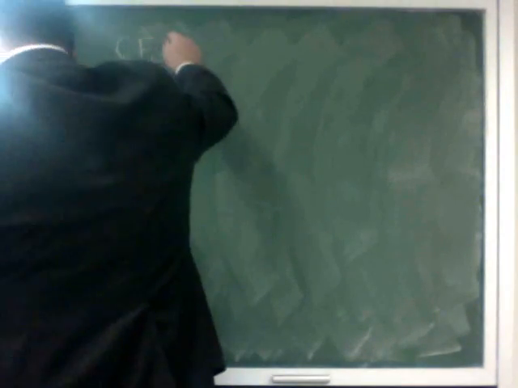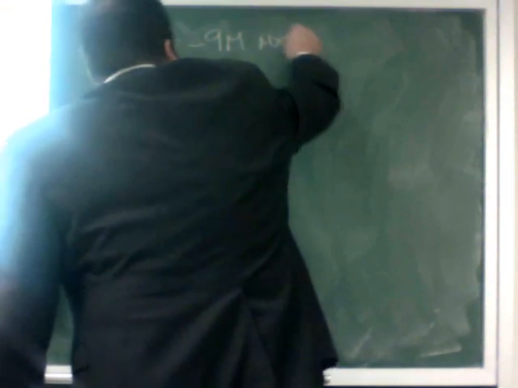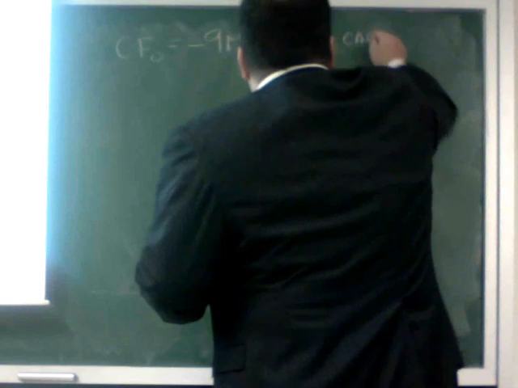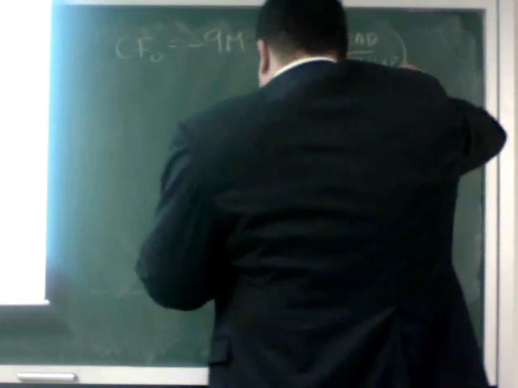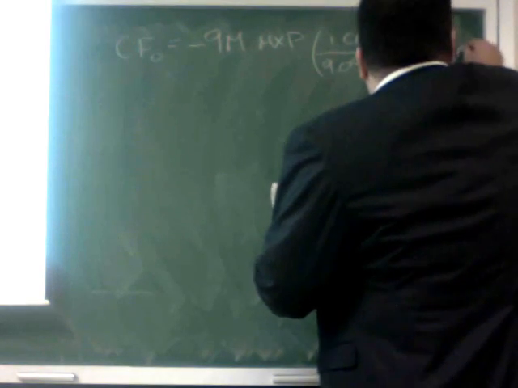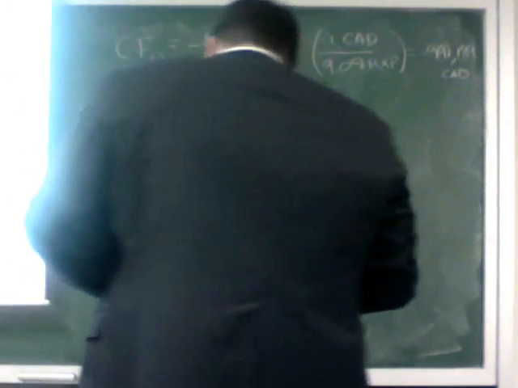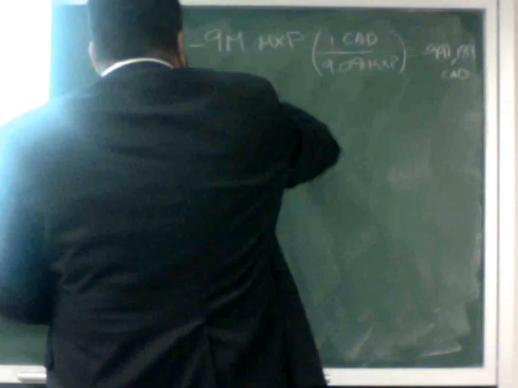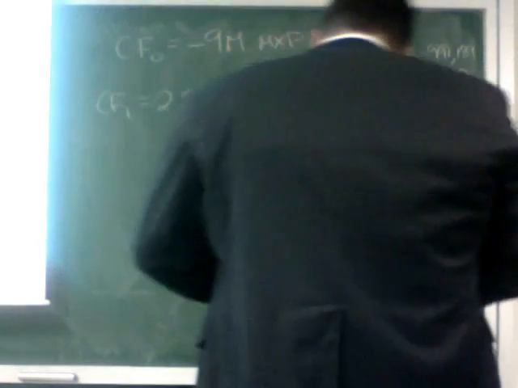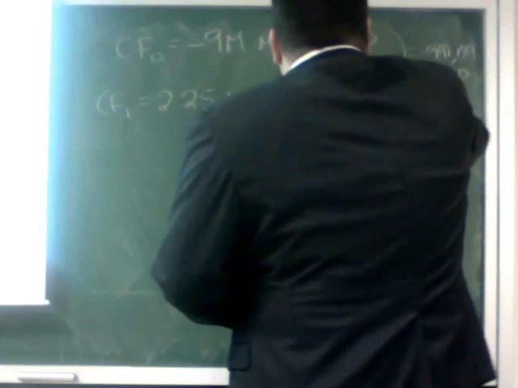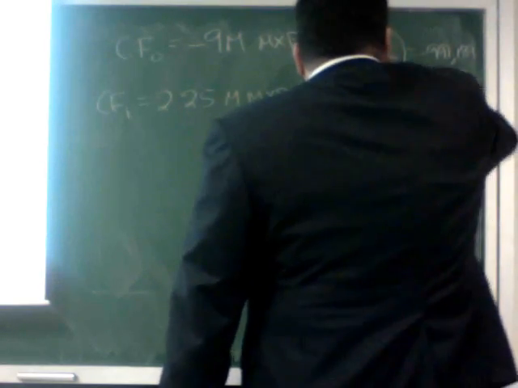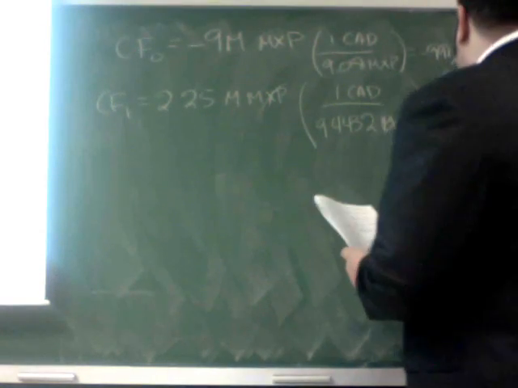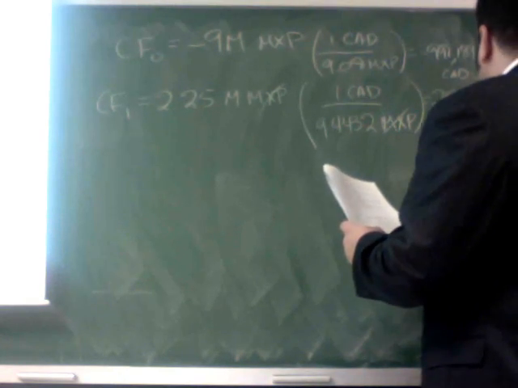So the cash flow in year 0 is going to be minus 9 million Mexican pesos. That's 238,267.